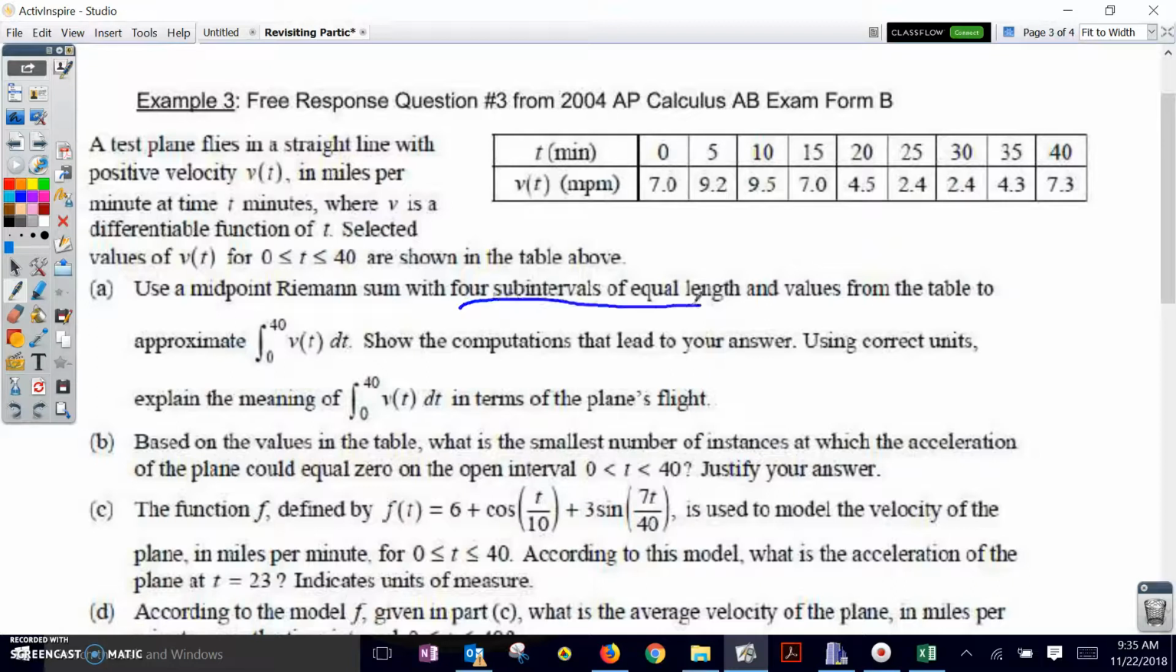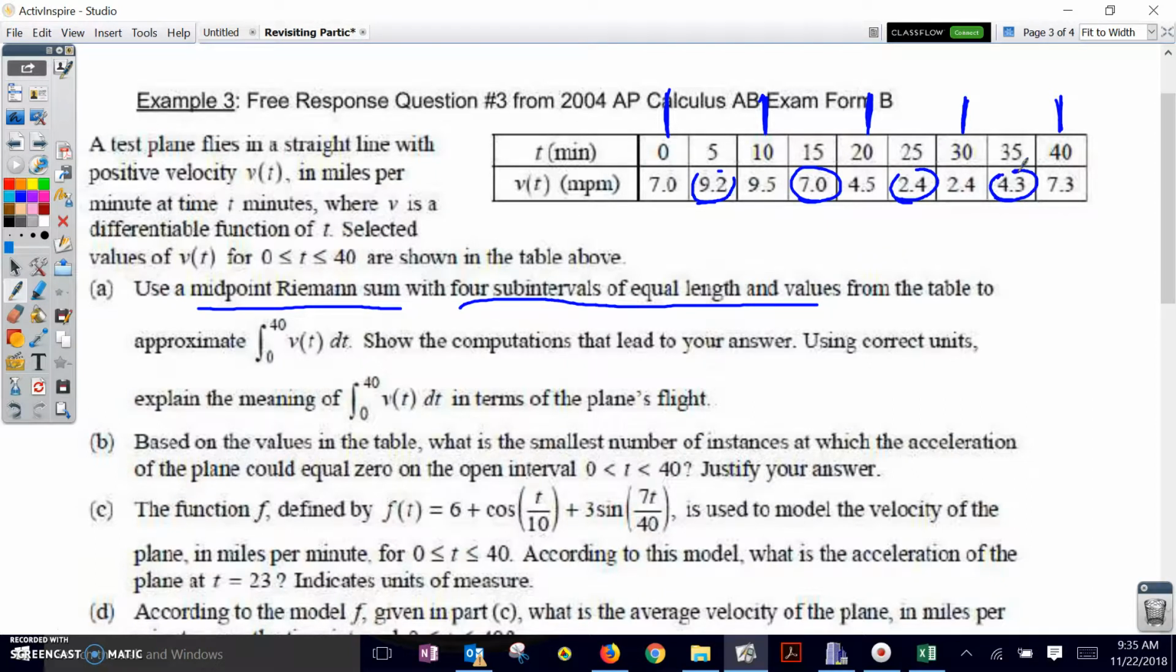Alright, so first we want to approximate the integral from 0 to 40, and we're told to use 4 subintervals of equal length and a midpoint Riemann sum. So since the entire time interval is from 0 to 40, subdividing that into 4 intervals, we'll have the interval from 0 to 10, 10 to 20, 20 to 30, and 30 to 40. And we're going to base the heights of our rectangles for this Riemann sum off of the value at the midpoint in each of those intervals. So we're taking the height at 5, 15, 25, and 35.